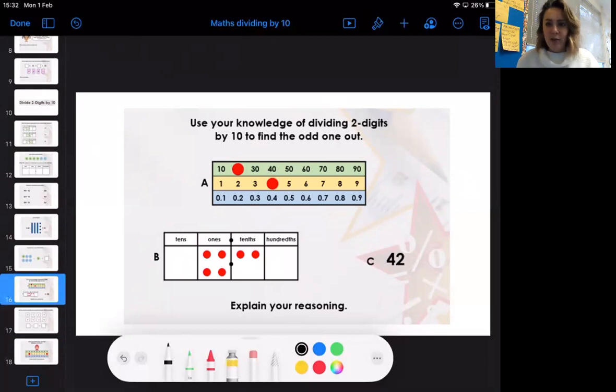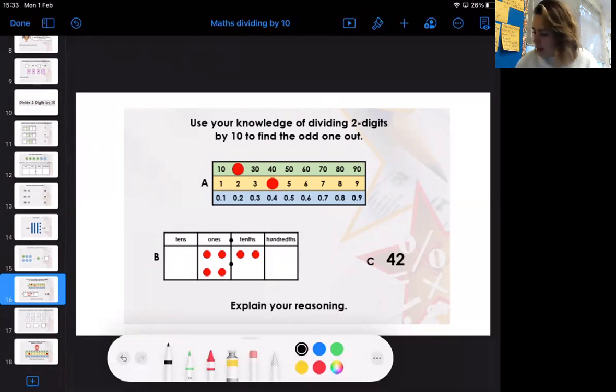This is a really interesting question, so you might want to pause and have a moment to think about this. Use your knowledge of dividing 2-digit numbers by 10 to find the odd one out. So I'm looking for two answers that have a relationship with each other. Your very first job when answering this question is to work out what numbers are represented by A and B, and see if any of those numbers have a relationship to 42. Pause the video and have a go.